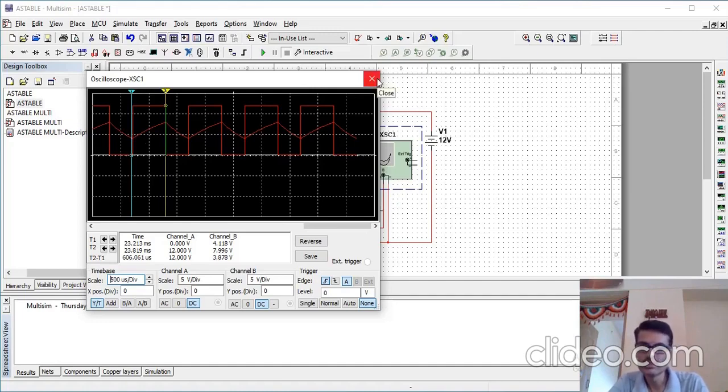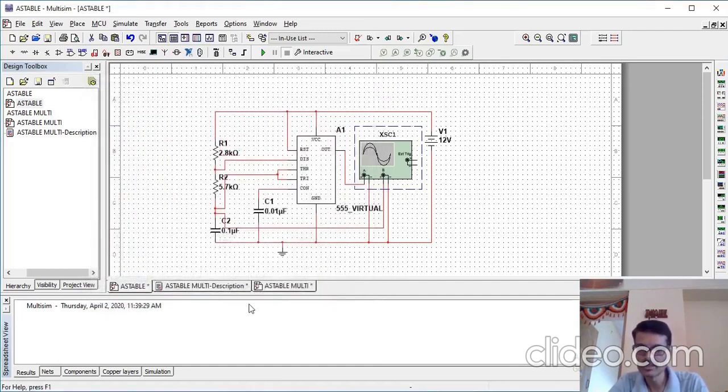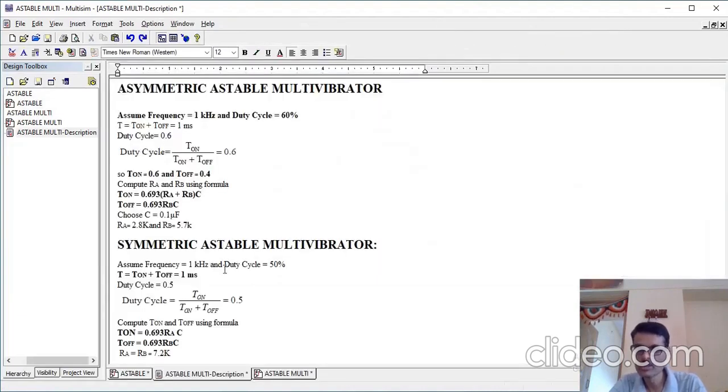Now we will design a symmetric multivibrator. I'll go again to the description of that circuit and explain the design procedure. In the symmetric astable multivibrator, the duty cycle should be equal to 50%. That is, the on period and off period are the same, 0.5 millisecond. And the formulas for both are also the same here: 0.693 RAC and 0.693 RBC. So assuming capacitor C equal to 0.1 microfarad, we can calculate RA, and RA should be equal to RB because the on period is equal to the off period. So it comes out to be around 7.2 kilo ohm.